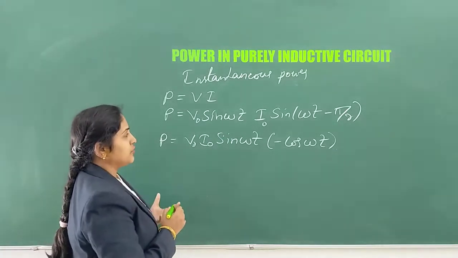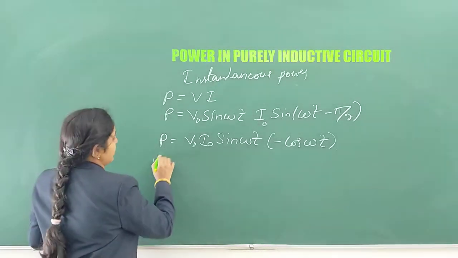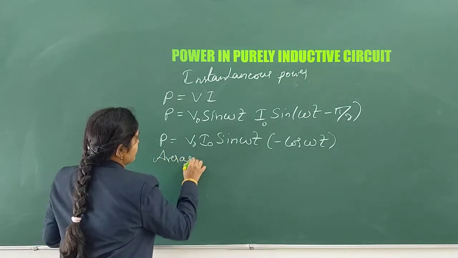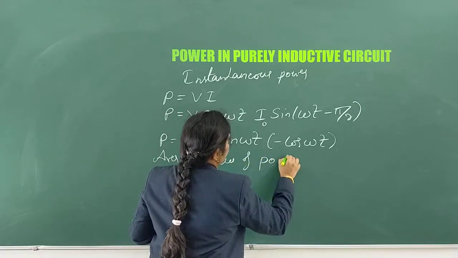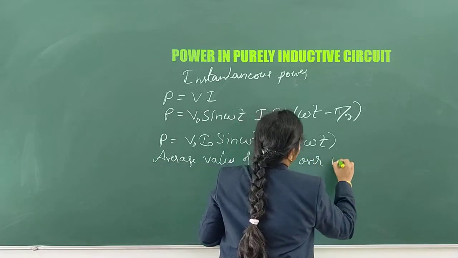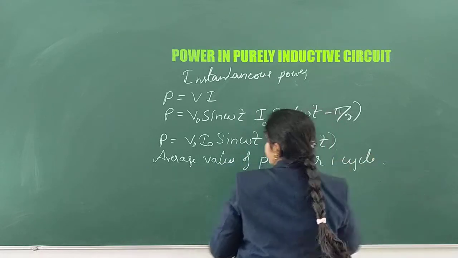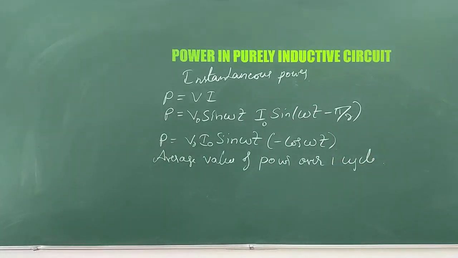Now the average value of power over one cycle is given by, so P equals, let us integrate this.